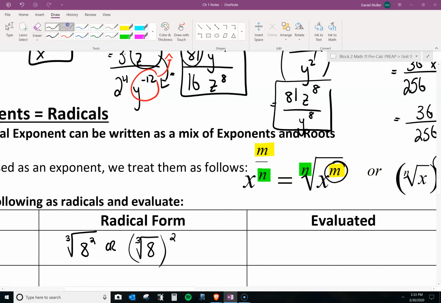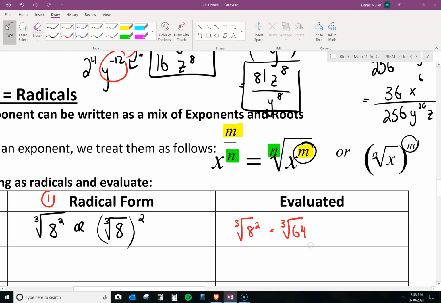We can do it option number 1. You could do the cube root of 8 squared, which is the cube root of 64. And that might not be entirely obvious to you because the number is maybe a little bit larger. Or you could do it the second way, which is the cube root of 8 all squared. Now the cube root of 8, which number times itself gets you 8? Well, the only number that's true is 2. So cube root of 8 is 2, and then we can square it. 2 squared is 4.